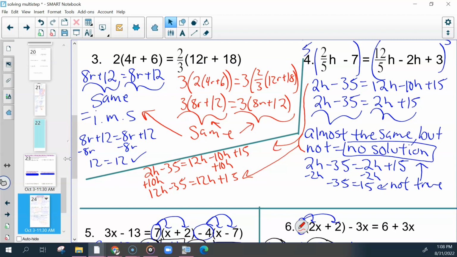As I mentioned before, as you start to solve this, if you see that these are exactly the same, you can stop there. That would be infinitely many solutions, and you don't have to continue. But if maybe you don't remember that and you keep going, you could get infinitely many solutions a different way. In that method, I only moved the 8R. I didn't move the 12, but if you got 0 equals 0, that would also tell you infinitely many solutions. Questions on that one?